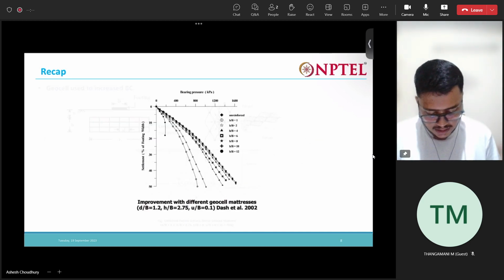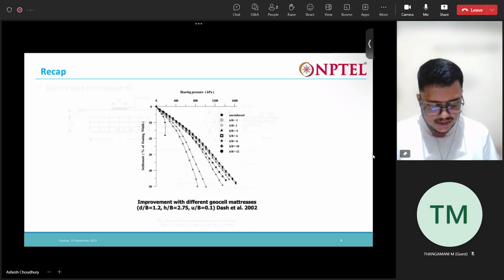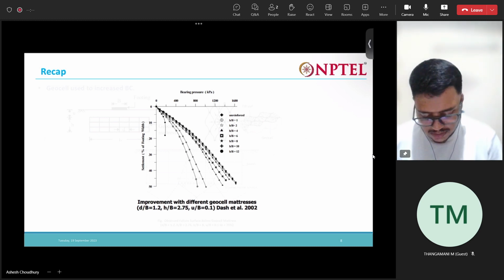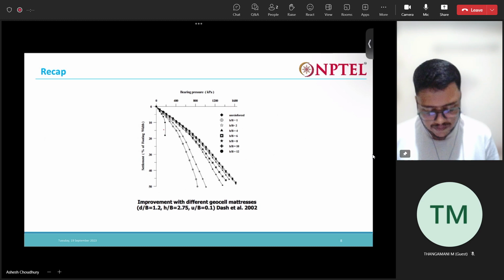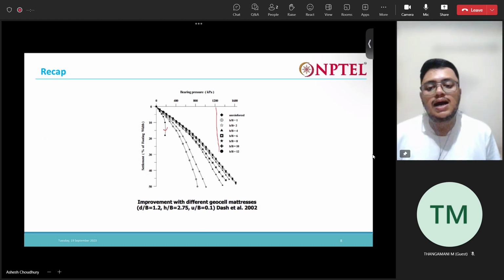So these are the improvements with different geocell matrices of different B by B, that is, different width to width ratios. Here again you can see that the stiffness is increasing as you provide geocell. For the reinforced case, the stiffness of the soil increases, and the bearing pressure is also increasing by a huge amount. But one more thing we have to consider here is that a large amount of settlement is actually needed to mobilize this increasing bearing pressure.